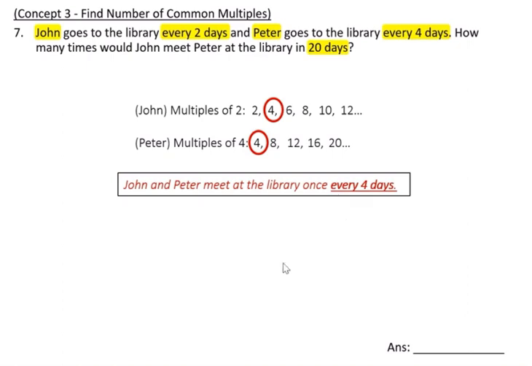Since every 4 days they meet, total days is 20 divided by 4. Yes, 20 divided by 4. Your answer is 5 times. Understand, children? Okay. Answer is 5. Good.